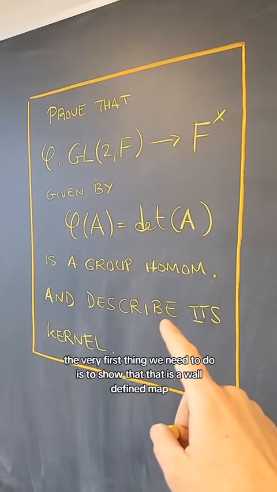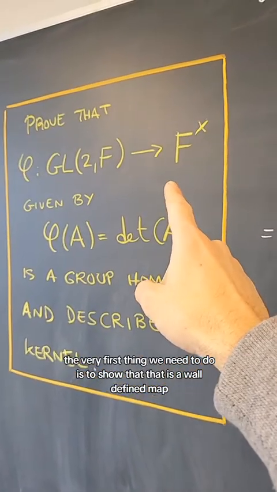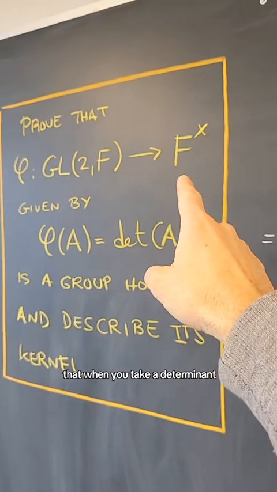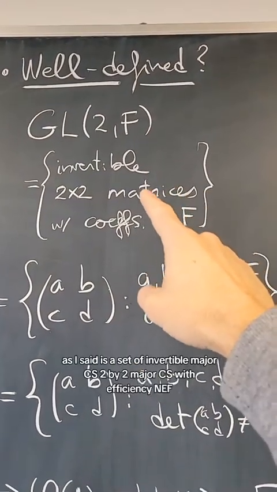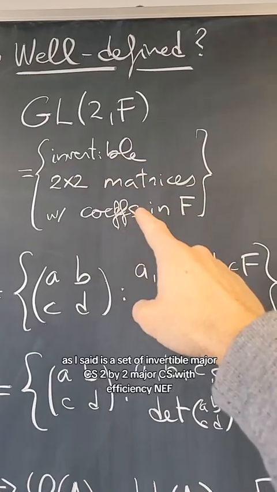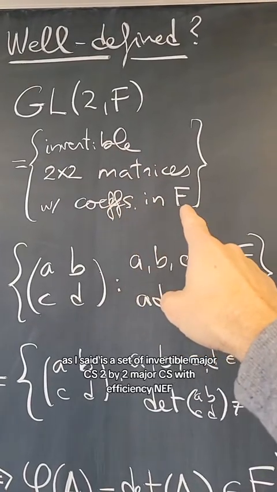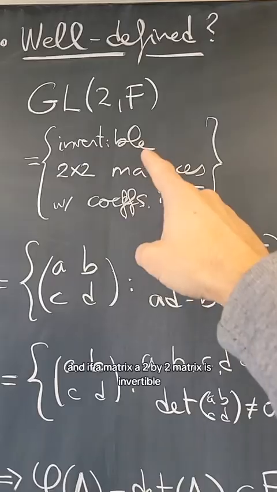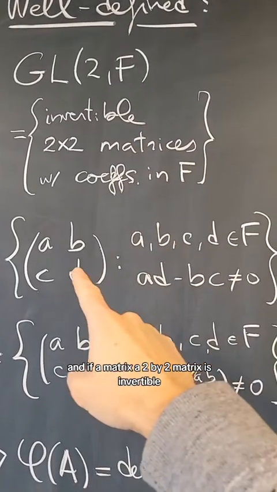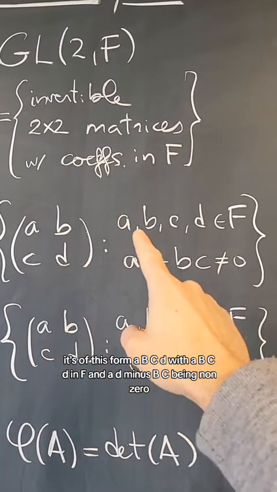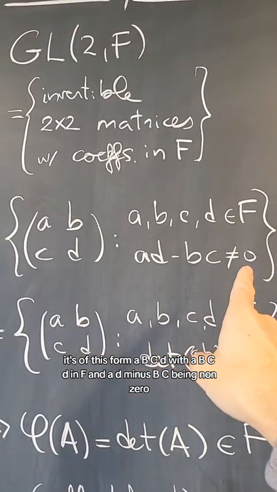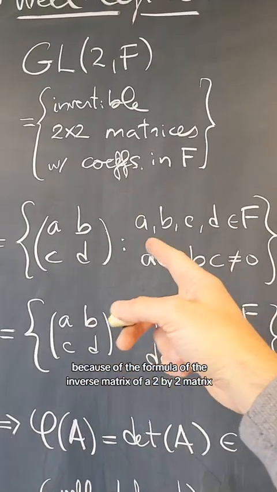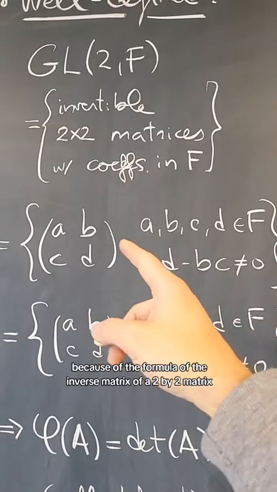The very first thing we need to do is to show that that is a well-defined map, that when you take a determinant, you land here. Why is that? Because GL2F, as I said, is a set of invertible 2x2 matrices with coefficients in F, and if a 2x2 matrix is invertible, it's of this form, A, B, C, D in F, and AD minus BC being non-zero because of the formula of the inverse matrix of a 2x2 matrix.